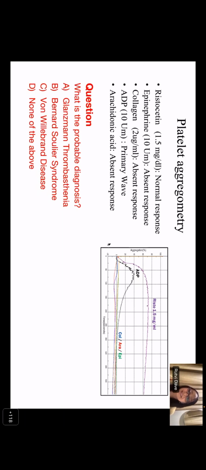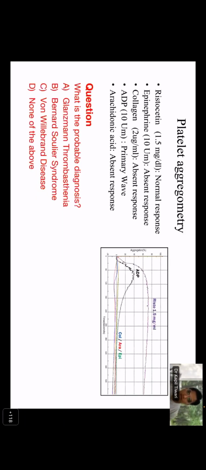Ma'am, the platelet size that was given in the slide was 9. I'm sorry, your voice is breaking. Can anyone else say it? None of the above, ma'am. Giant platelets in disease. Okay, so the primary wave is deficient in Glanzmann thrombocythemia.